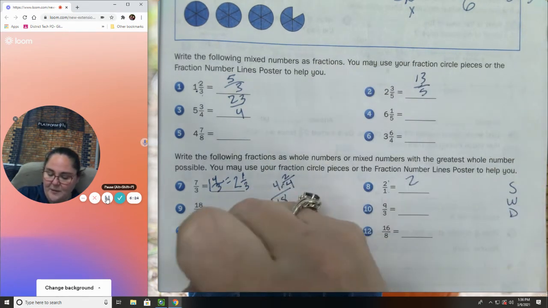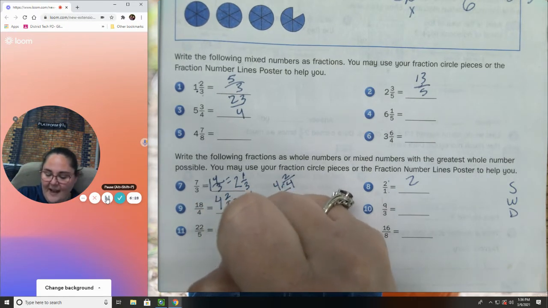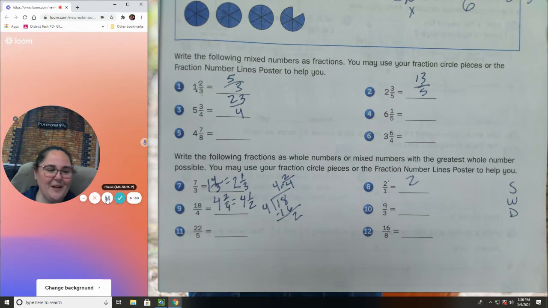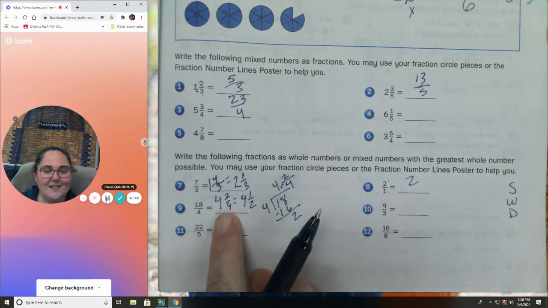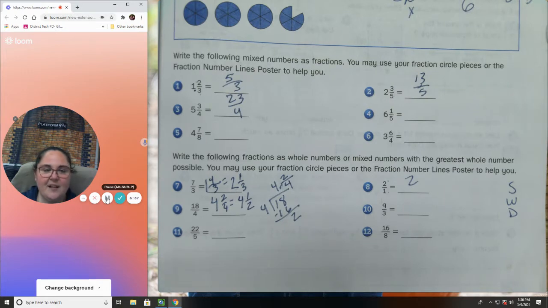So your answer would be 4 2/4. Or I would also take 4 1/2. If you know how to reduce, fine. 4 2/4 is a perfect answer. Let's see if you can do some of these other ones on your own.